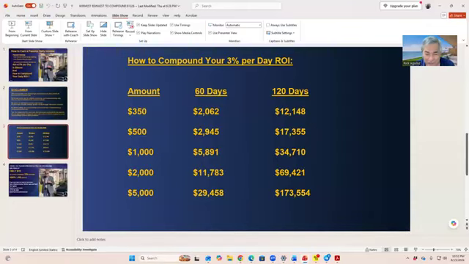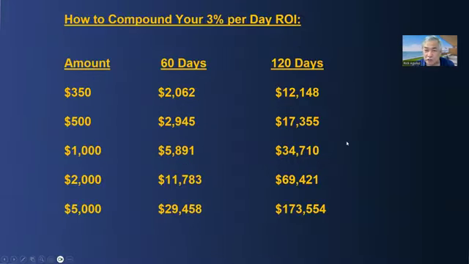Okay, wait a minute. I lost the page here. I'm excited to show you the numbers because, guys, numbers don't lie, okay? So if you put 5,000 instead of letting it stay in the bank, okay, in 120 days by Christmas, you will have 173,000. 173,000 times 3%. That's 5,190 a day. Okay?